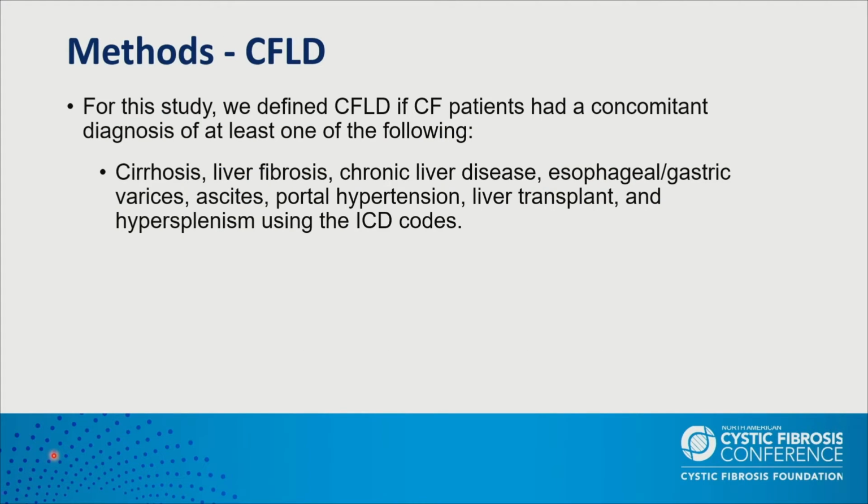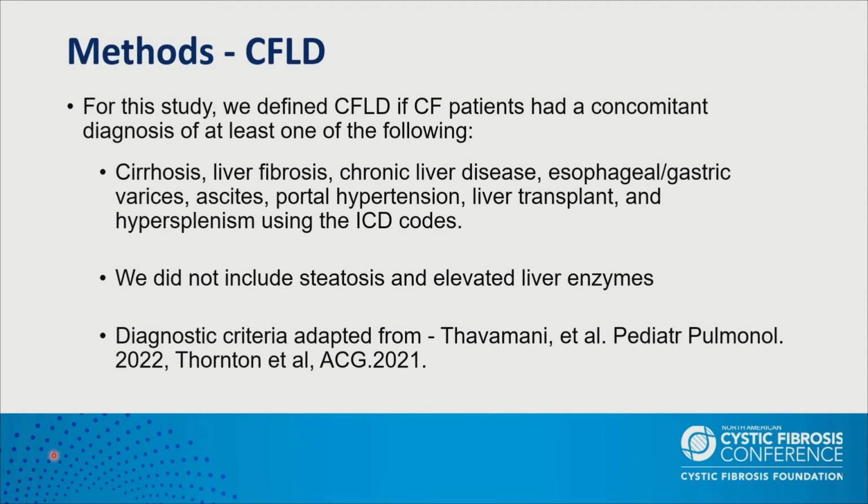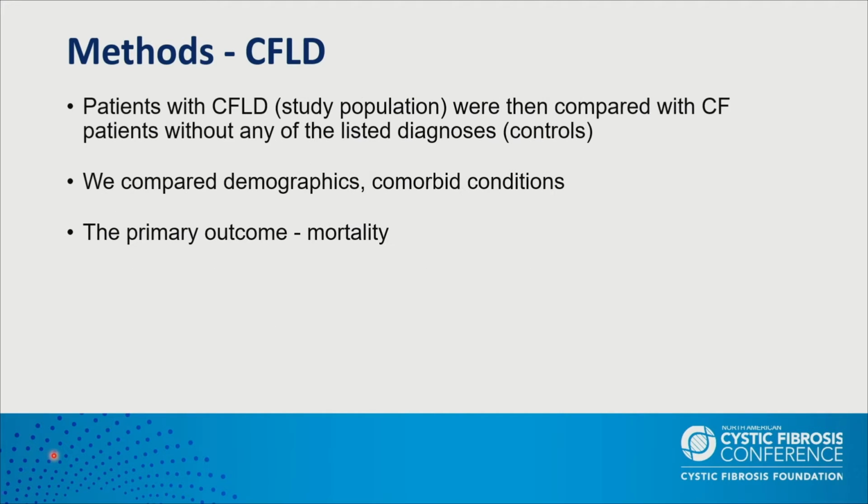So to overcome that, what we did was we wanted to capture advanced CF liver disease as defined by the latest guidelines. So we included these variables, which all have ICD codes: cirrhosis, liver fibrosis, chronic liver disease, esophageal or gastric varices, ascites, portal hypertension, liver transplant, as well as hypersplenism. We intentionally did not include steatosis and elevated liver enzymes. And this diagnostic criteria has been used by us before as well as by our colleagues.